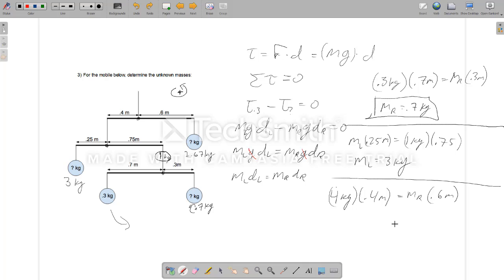So there you go. Multiply 4 times 0.4, which is going to be 1.6. Yeah, 1.6. And then 1.6 divided by 0.6 gives us 2.67. So the mass on the right is 2.67 kilograms. There we go. That was 1. Good. All right, let's move on to the next question that I gave you.